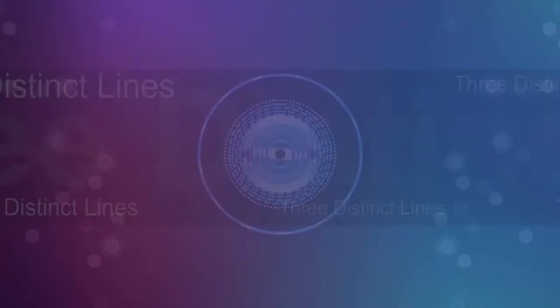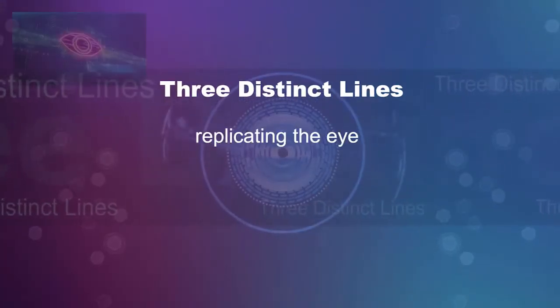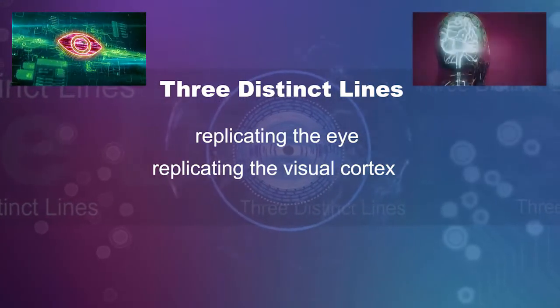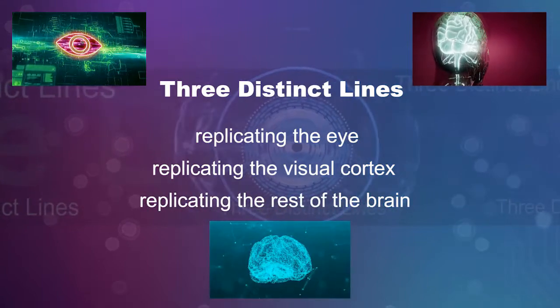To understand where we are today in the field of computer vision, it is important to know the history and the key milestones that shaped this rapidly evolving field. The field of computer vision emerged in the 1950s with research along three distinct lines: replicating the eye, replicating the visual cortex, and replicating the rest of the brain. These are cited in order according to their level of difficulty.